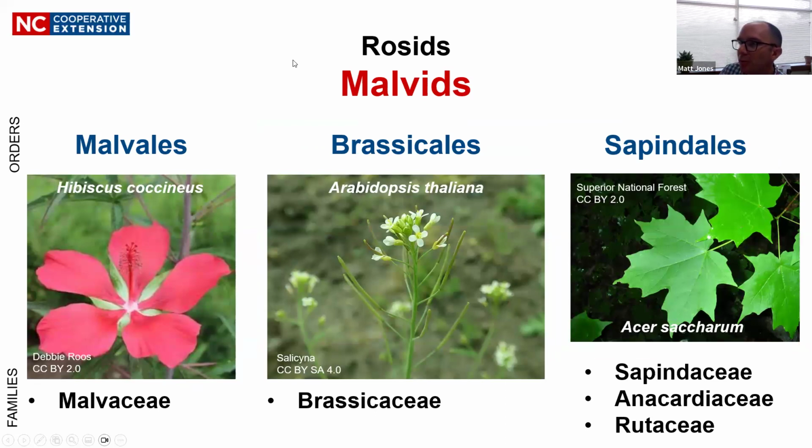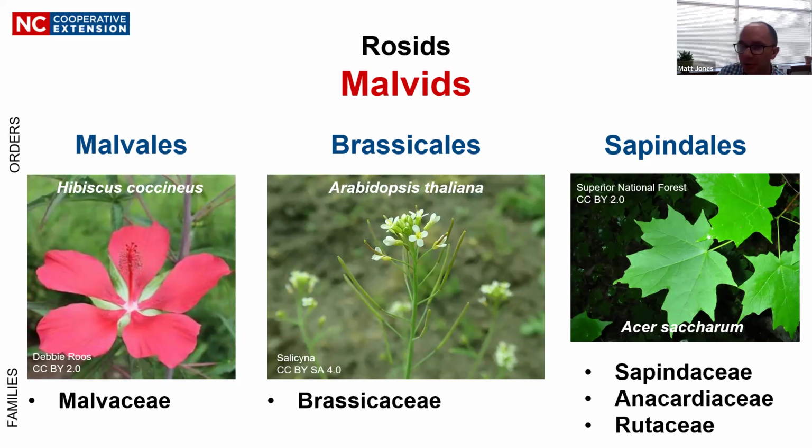Another big group within the rosids is the malvids, which includes orders such as the Malvales, including the family Malvaceae. This is the hibiscus family, which has herbaceous plants, lianas, shrubs, and trees. From an economic perspective, in addition to hibiscus, there's cotton and okra, and even the cacao tree is in this family, Malvaceae. The Brassicaceae, the mustard family, mostly herbs, almost entirely herbs, I think.